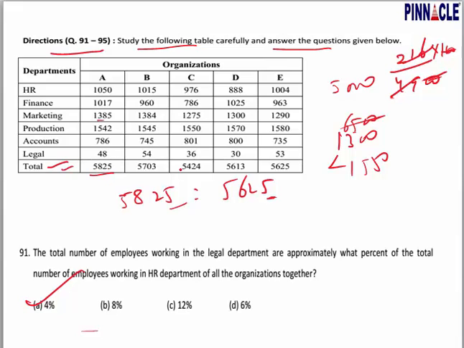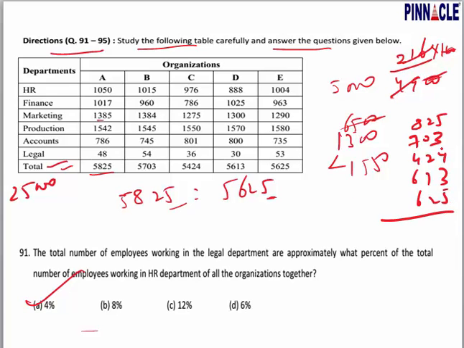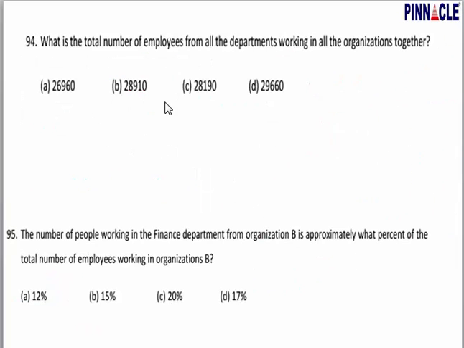We have to find out. 5, 5, 5, 5, and 5. It means 25,000, 25,000, 825. You can calculate here: 825, then 703, then 424, then 613, then 625. Now 5 plus 3, 8, 12, 15, 20. 2, 4, 6, 7, 9. 15, 19, 25, 30, 1. 25,000 plus 3,000, 28,190. 28,190 should be the answer.